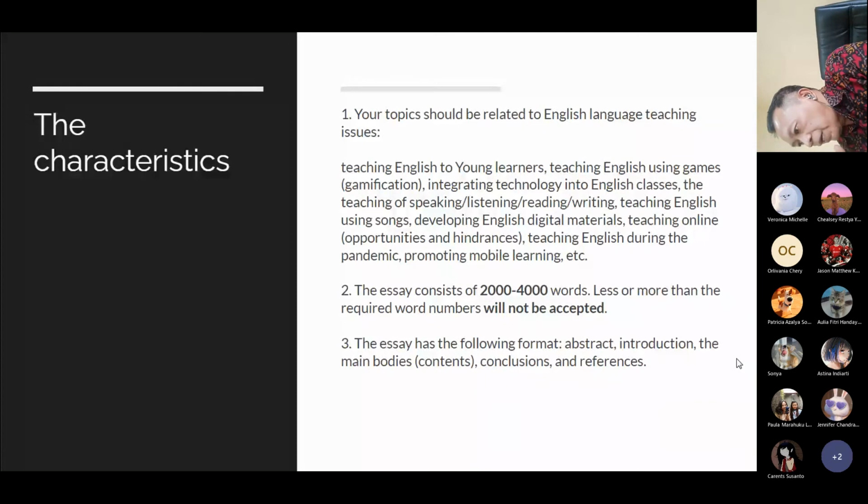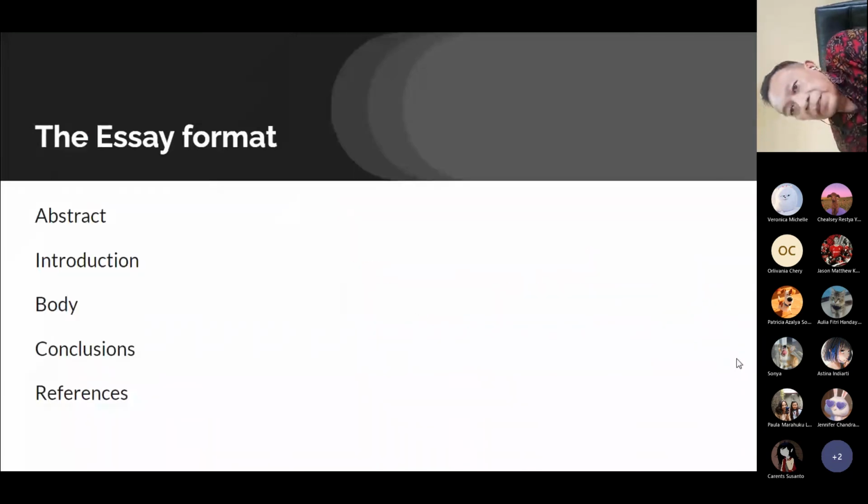Yeah. So your essay should follow this format: abstract, and then introduction, main body contents, conclusion and references. And that's a very common format. Okay, maybe you have some questions about what abstract is, also introduction, body, conclusion, references. Okay, we will discuss that later.